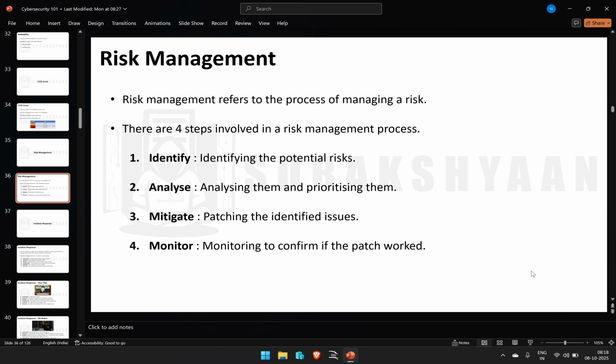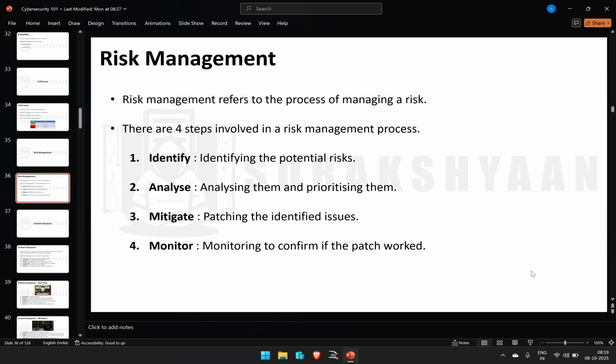So risk management is simply a process which refers to managing a risk. There are 4 steps involved in a risk management process. Number 1 is to identify, where the organization identifies potential risk or vulnerabilities within the organization. Then we have analyze. Analyze is where we prioritize risk. We basically differentiate which risk is of high priority and which risk is of low priority, depending upon what's the potential outcome and how easy it is to exploit that particular vulnerability.